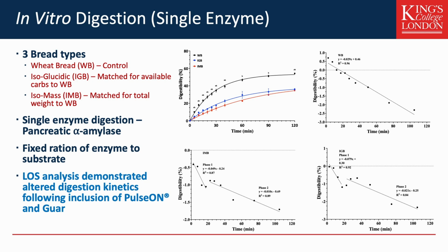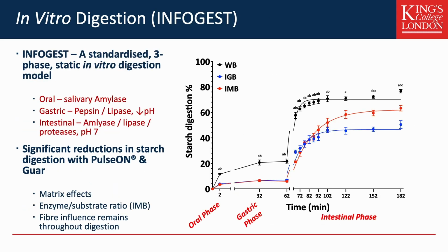When we look at a more complex in vitro digestion, the INFOGEST, a standard three-phase digestion model, you look at the oral phase with salivary alpha amylase, the gastric phase with pepsin, lipase and a lower pH, and then the intestinal phase where we use a pancreatic extract that contains pancreatic lipase, pancreatic amylase, and proteases. We can try and simulate what would happen during the entire upper gut.